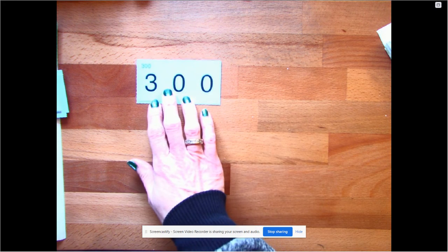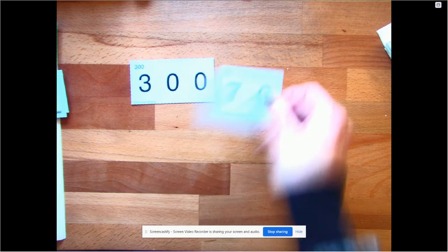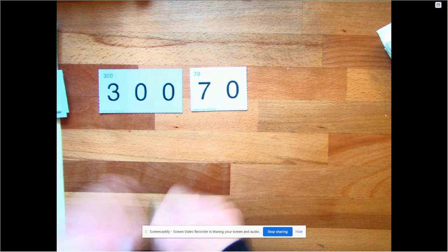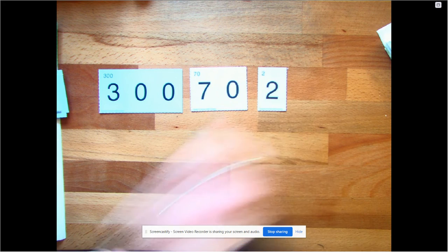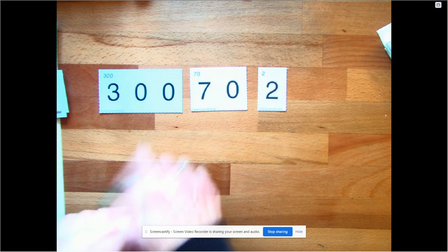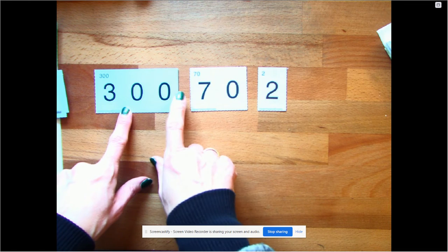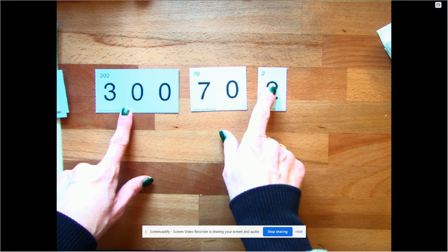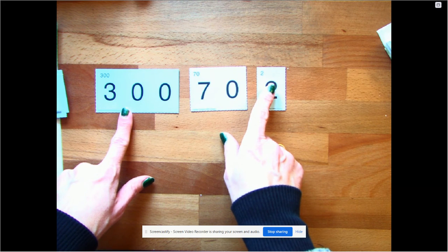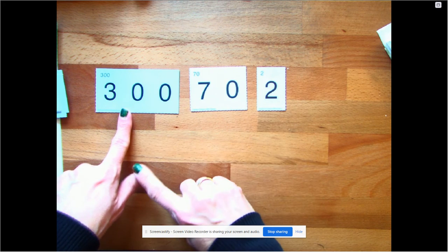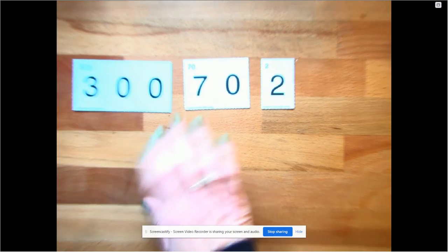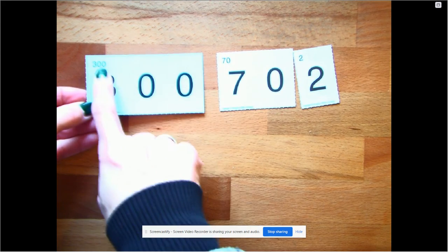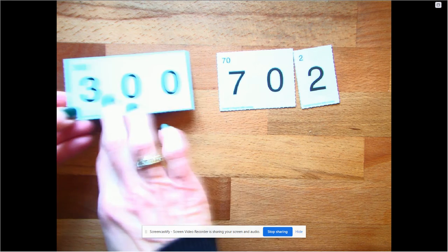You should find the 300 card, the 70 card, 7 tens, and the 2 ones, right? If I were going to make this an equation, 300 plus 70 plus 2, 372. I can stack those on top of each other, but I want to show you something else before we start. I want you to flip these over on the back, and I want you to notice the front says this is the value of 300.